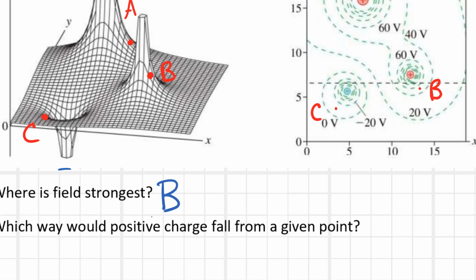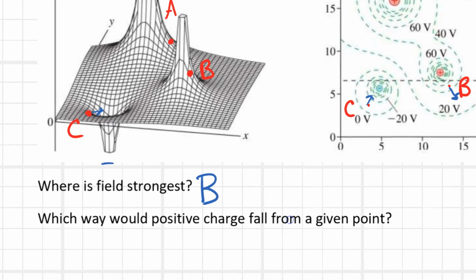Which way would a positive charge fall from a given point? Okay, so a positive charge is going to fall in the direction of the field. Just to think, it's going to go away from positives and towards the negatives. So, for B, it's going to go this way. For A, it's going to go that way. And for C, it's going to go that way, actually, right? Because look at this, it's going to fall downhill.